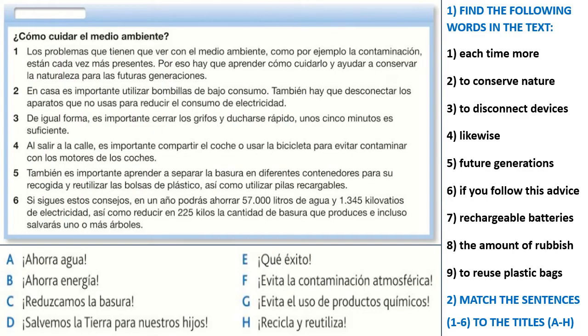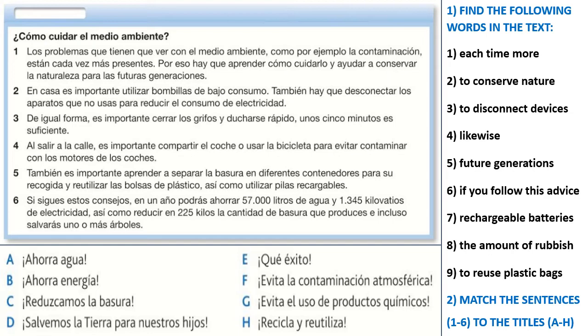On this slide, you're going to use the vocabulary that you've been looking at so far, and you're going to complete the reading comprehension. Now, what you need to do is find the words on the right-hand side in the text in Spanish, and then you need to match the sentences in the top left to the titles in the bottom left. So the first thing I'm going to do is give you 2 minutes to find the phrases in the right hand side in the text on the left hand side.